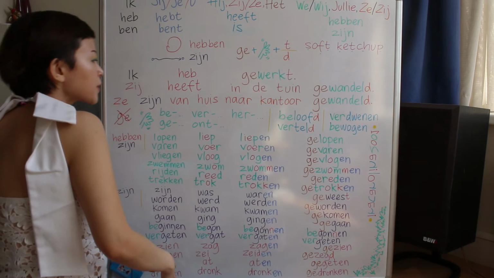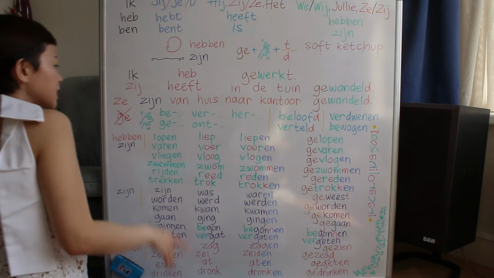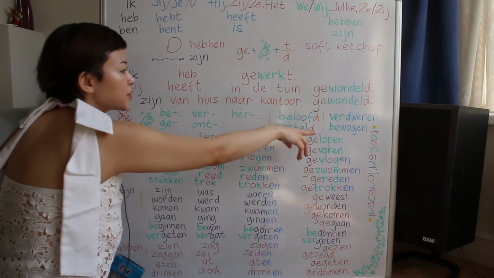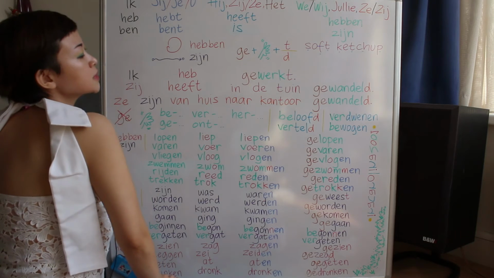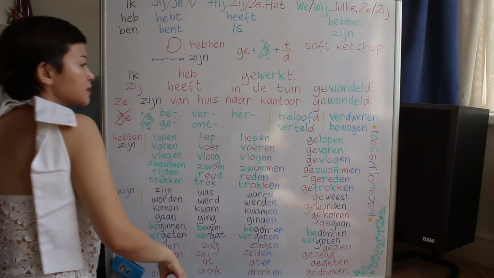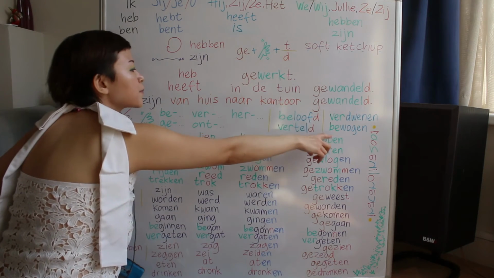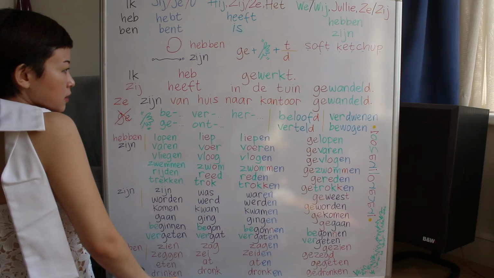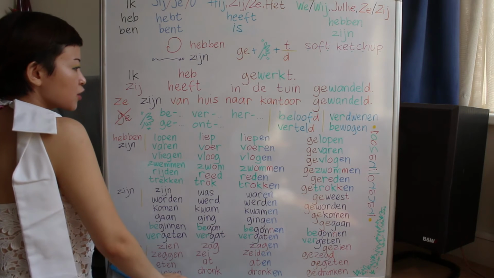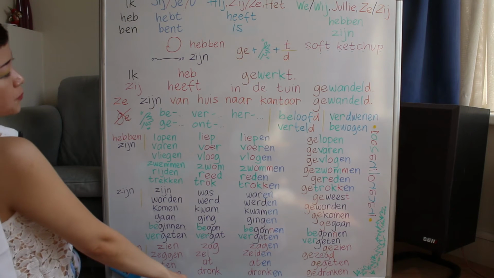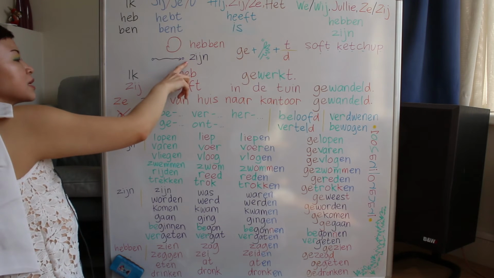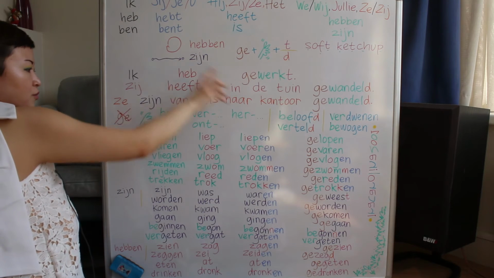Ik heb, I have, gewerkt, worked. Ge, and then werk. We see here werk ends with the letter K. That's why we put the T at the end. Gewerkt, work. I have worked.